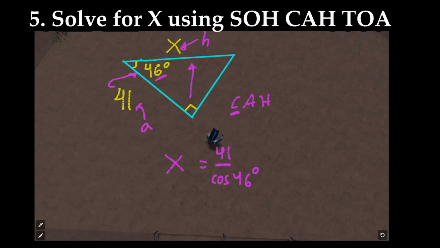Now just compute cosine of 46 on a calculator. If you do that, you should get that it is equal to 0.695. Now just do 41 divided by 0.695 on a calculator. You should get that x is equal to about 59, give or take some rounding. But that is the answer to this problem.